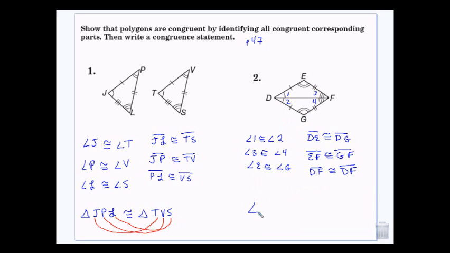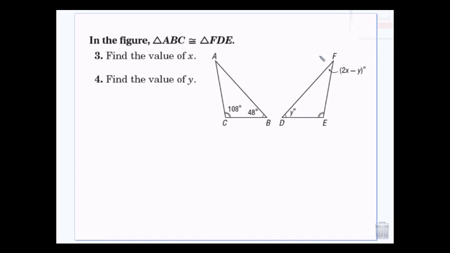So now when I put these in order, I have to be really careful. If I say DEF, what order do these go in? DGF. Perfect. Oops, I need to put the triangle symbol there. Okay, so that tells me D is corresponding to D, E is corresponding to G, and F corresponds to F.